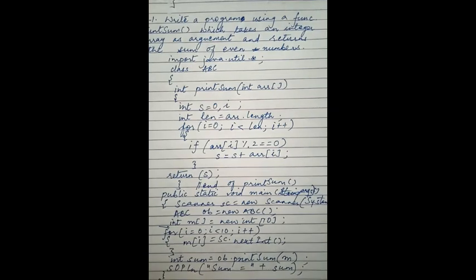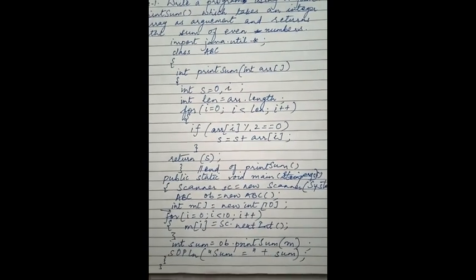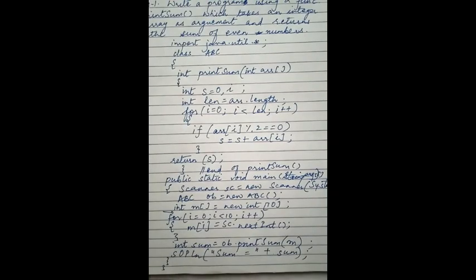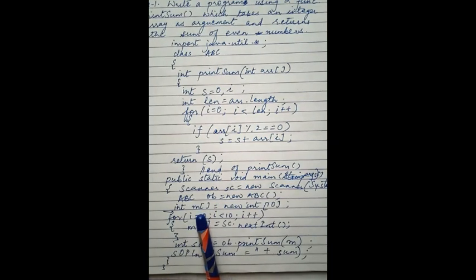End of main and end of the class. This is the whole program. So what we are doing in main, we are declaring a scanner class object, we are declaring an object of a class. Next we are declaring an array m of size 10. Then we are entering the array elements here using this for loop. Then we are calling the function print sum using the object of the class and passing the array here.